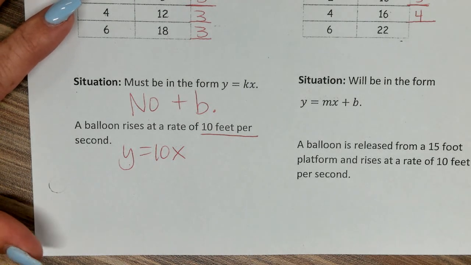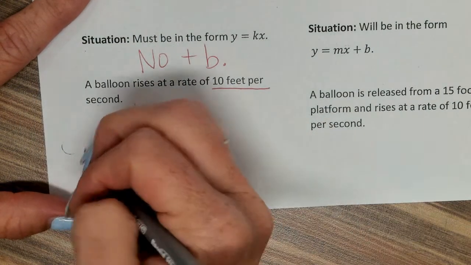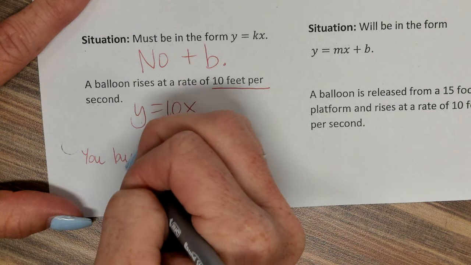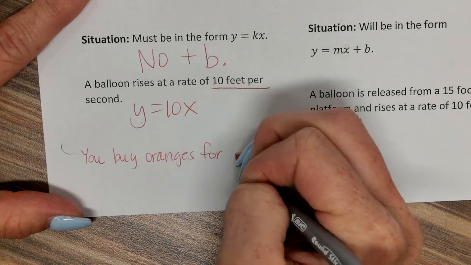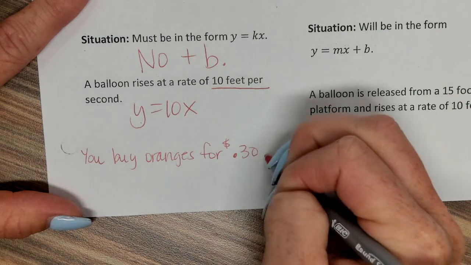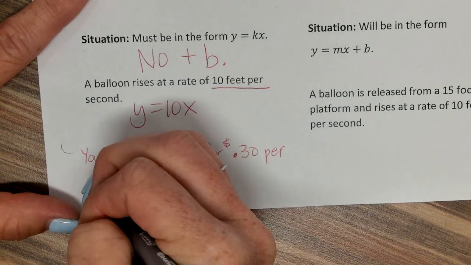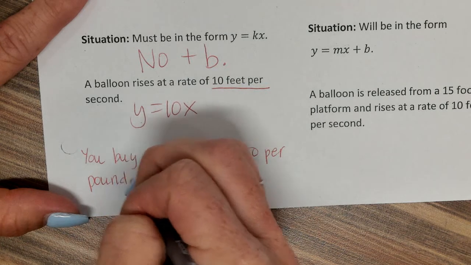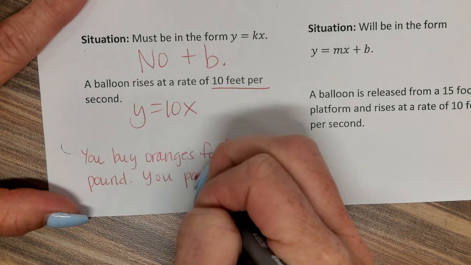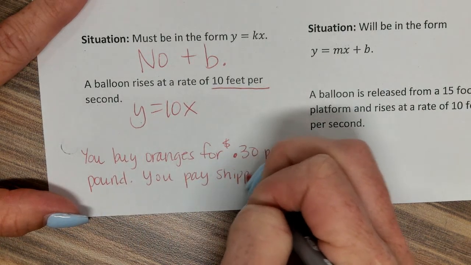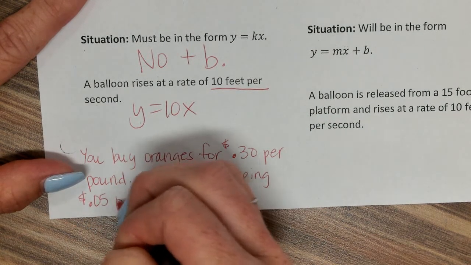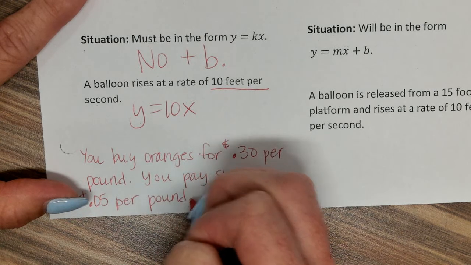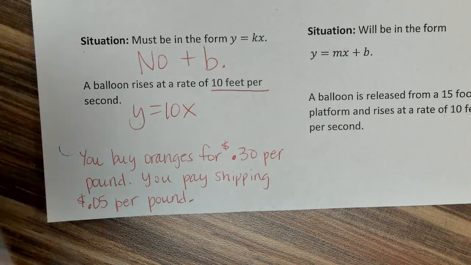Now, at one point on the STAR test, they tried to confuse students and give them two numbers. So I want you to write this one so you have it as an example. You buy oranges for 30 cents per pound. You pay shipping of 5 cents per pound. Write that down because you're going to have one just like that.